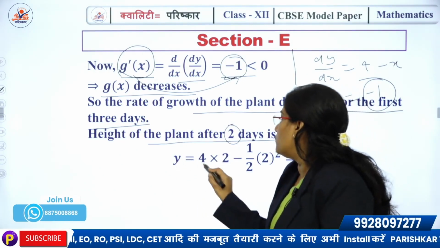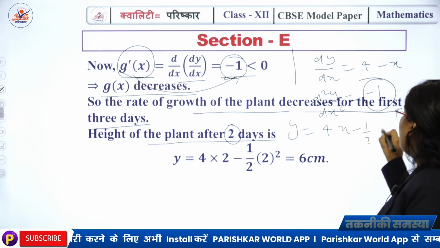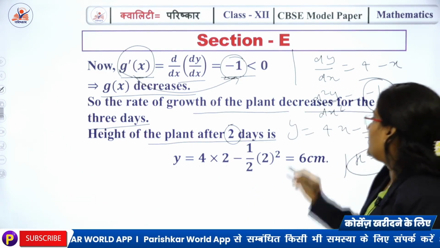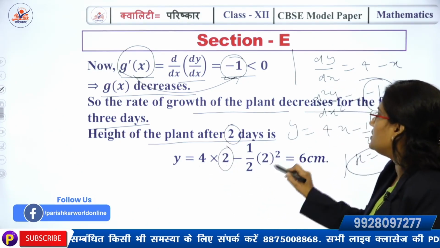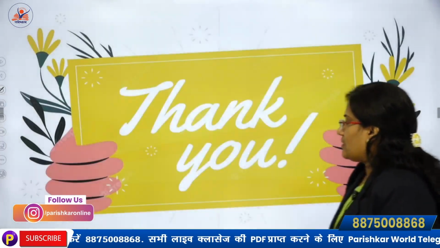So y is equal to 4 into x. The equation was y is equal to 4x minus half of x square. Put the value of x equal to 2 in this equation. y equal to 4 into 2 minus half of x square, meaning square of 2. After calculating, we have y is equal to 6 centimeters.